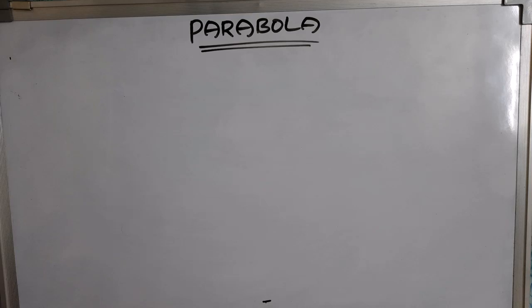In the previous two classes of the parabola, we have discussed the introduction to the parabola as well as the standard form of the equation of the parabola. And in the second class, we have discussed 8 different types of parabolas and their equations and focus, vertex, equation of directrix and the equation of axis.